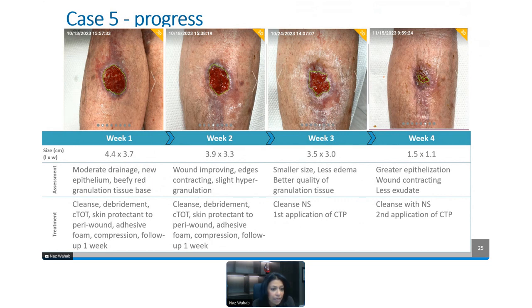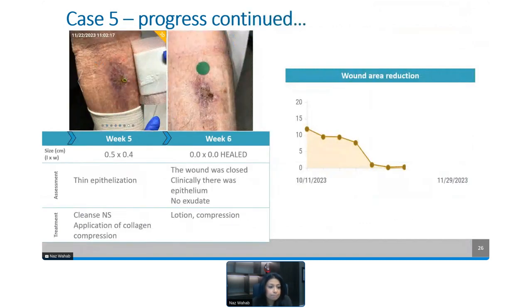Look at the peri-wound skin color, how it's changing, becoming less dark. The edema has been coming down significantly. So you can see, as the wound is moving through the proliferative stage and into the remodeling stage, what's happening clinically. And then the wound continues to contract. We have the first application of CTP, the second application of CTP, and then finally, we actually closed at 6 weeks.